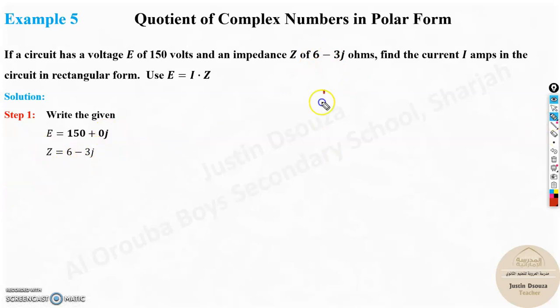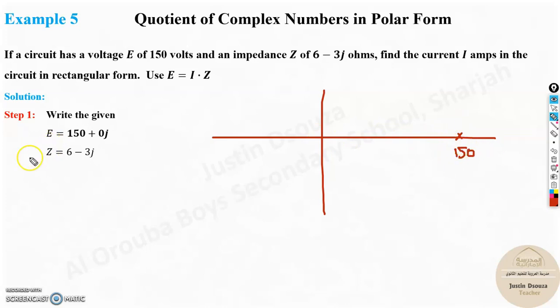If it was the Argand plane, then 150 volts and 0 would be somewhere over here at 150 on the x-axis. Only this is the graph. Whereas over here in this case, we had 6 somewhere over here, minus 3, it would be like this. This would be the point. The y-axis, the imaginary axis, in this case, it's 0.